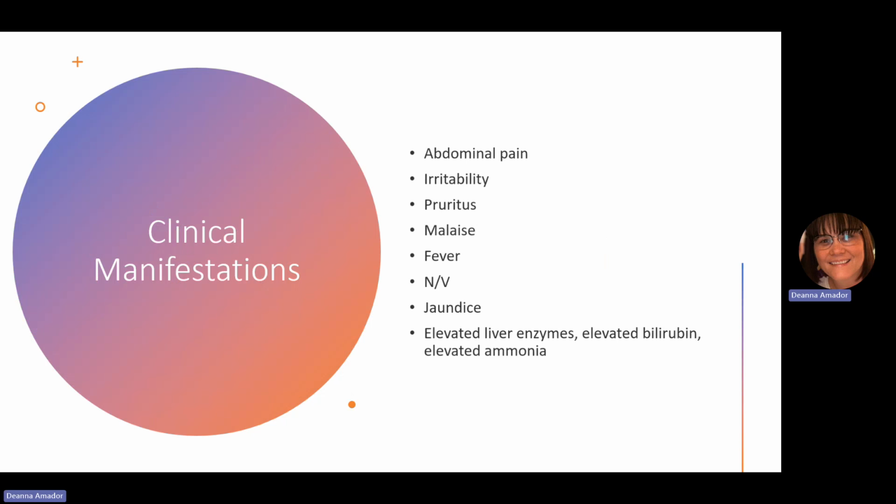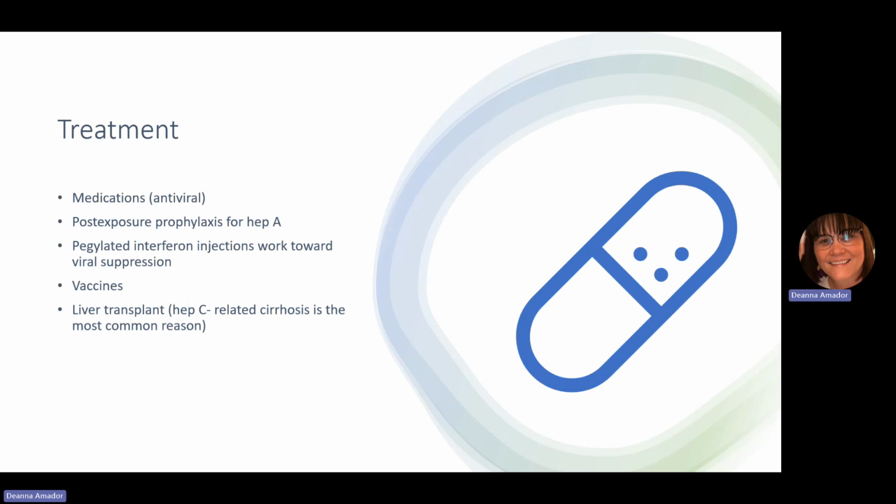Clinical manifestations of this include abdominal pain, irritability, malaise, fever, nausea, vomiting. We'll be watching our AST and ALT, like I've already talked about, bilirubin, ammonia levels. They can also have jaundice or icterus, or yellowing of the skin or sclera. Treatment: medications or antivirals, post-exposure prophylaxis for hepatitis A. There are interferon injections to help with viral suppression. There are vaccines and liver transplants.